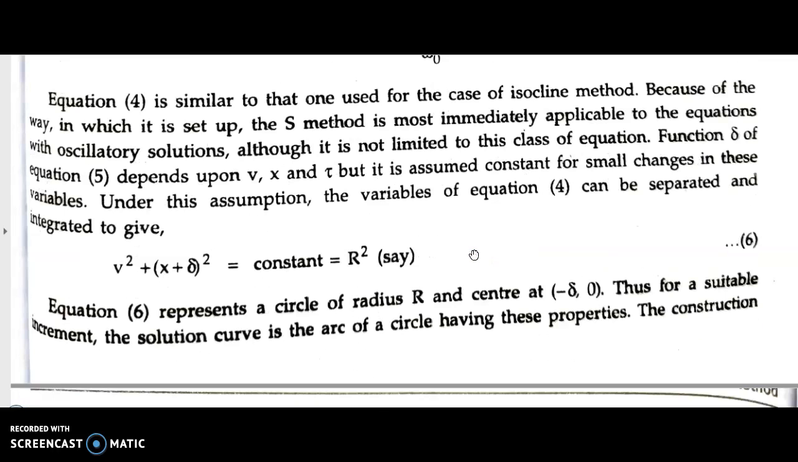We can use that equation here, v equal to dx by dt, and it can be separated and integrated. We will get the equation v square plus (x plus delta) square equals a constant, which we can take as R square. This is the equation of a circle. The solution curve is an arc of a circle having these properties.